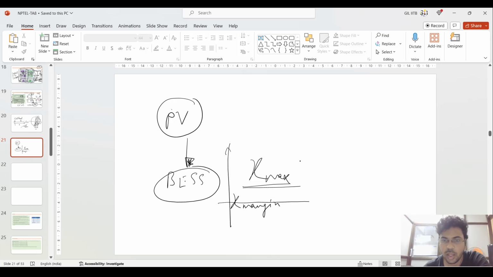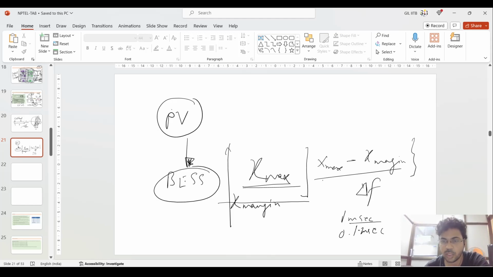What is the utilization? Only till X marginal you should use. And this X max minus X marginal is a kind of stored energy for when delta F changes. If the delta F changes, this battery response time is suppose 1 millisecond or less than that, 0.1 millisecond response is there. So you can provide the virtual inertia from this energy storage system as well.